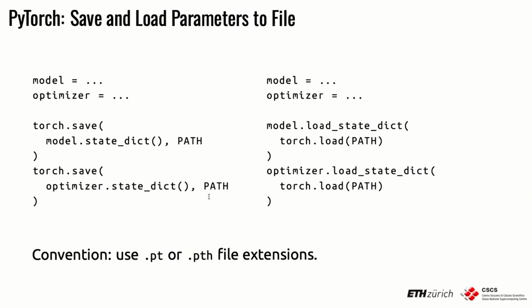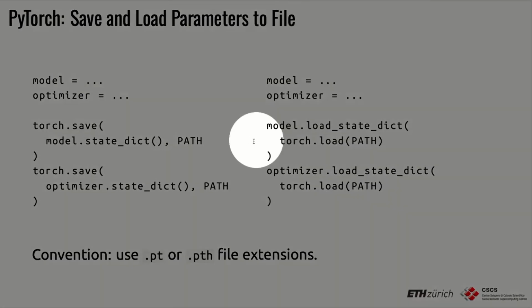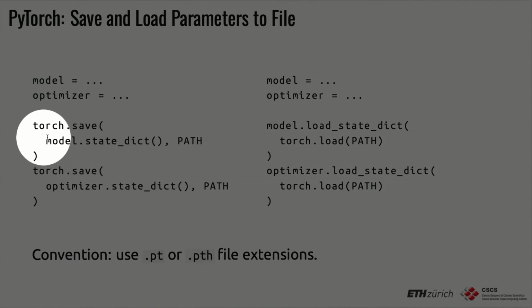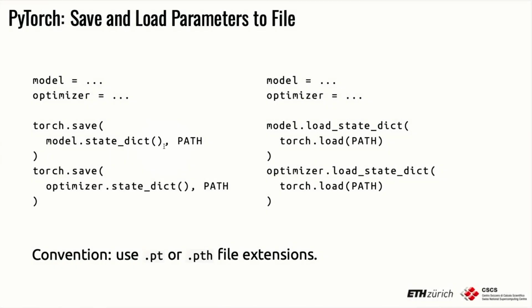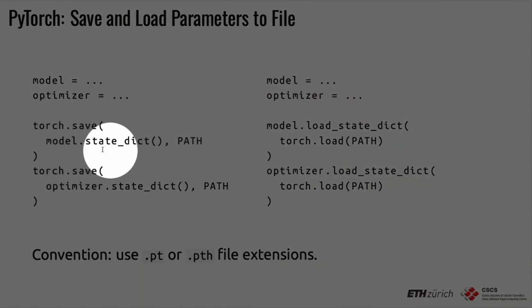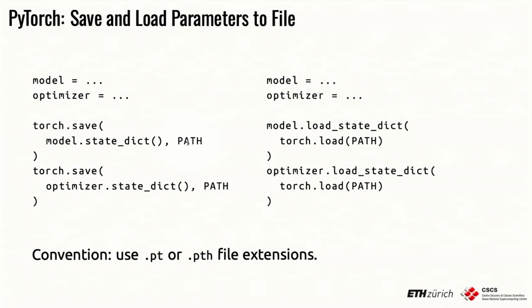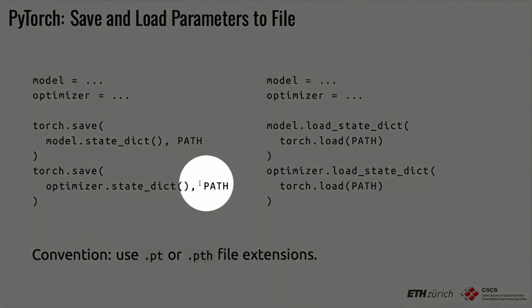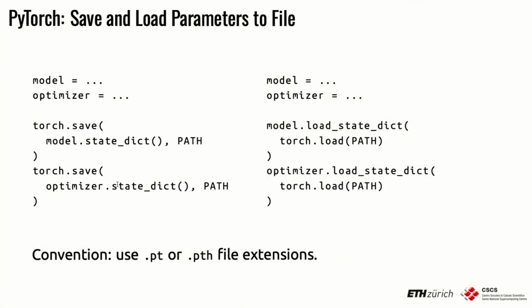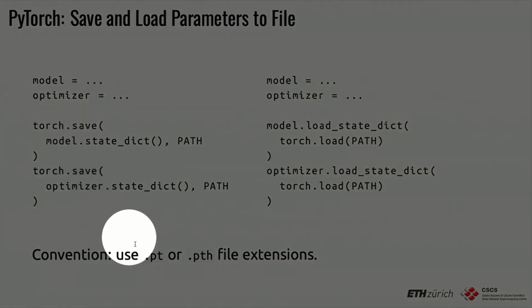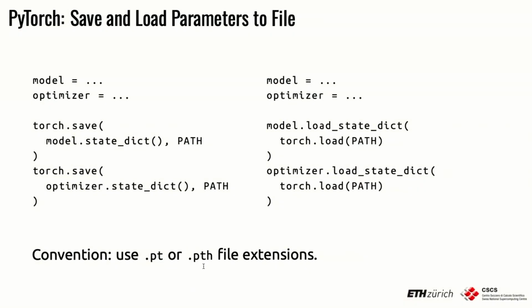So in practice, it's very simple. You just get the model state dictionary, and if you want to save it to a file, you call the torch.save function, and you give a path of the file where you want to store your parameters. Same for the optimizer, if you want to save the state of the optimizer to a file too. By convention, you usually use a file ending in .pt or .pth, but this is just a convention.